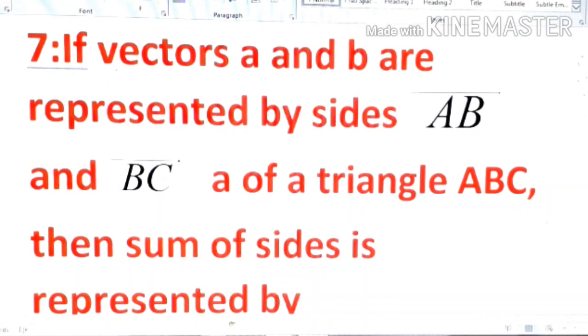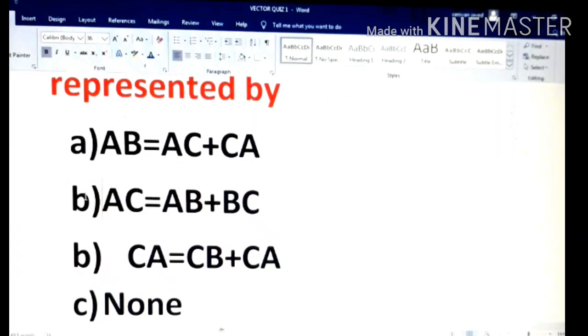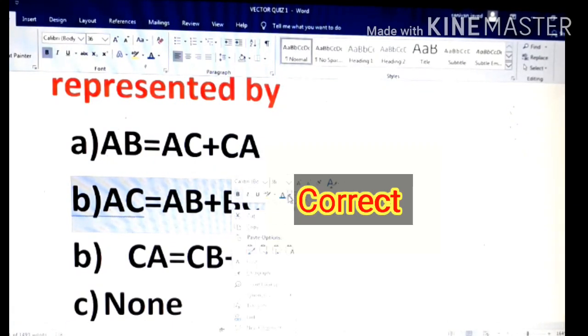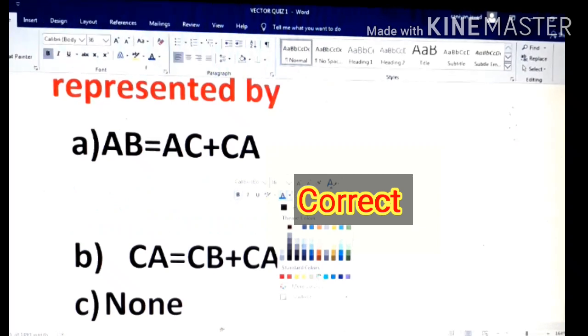If vectors A and B are represented by the sides AB and BC of a triangle ABC, then the sum of sides is represented by option A, option B, option C or option D. Here the correct answer is option B, AC is equal to AB plus BC.